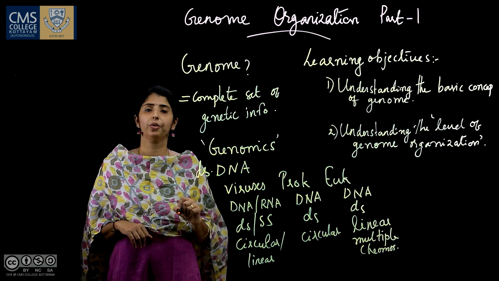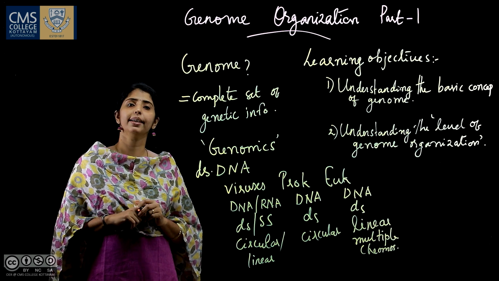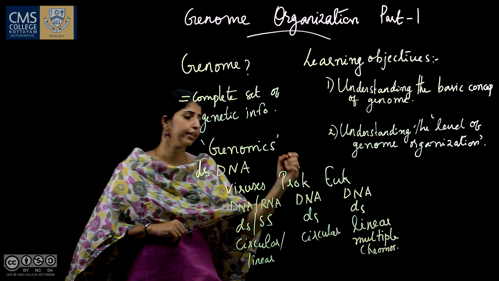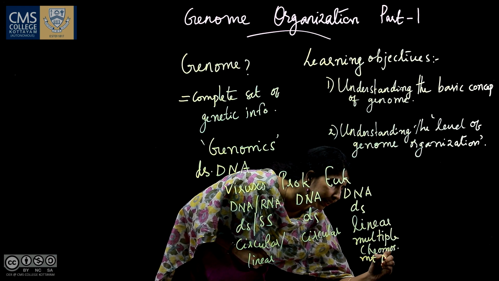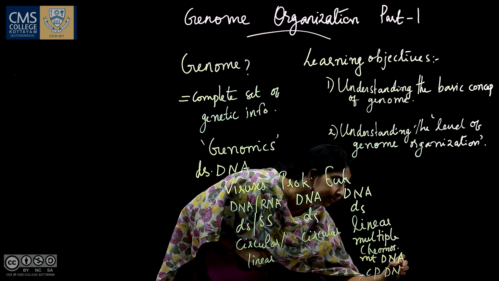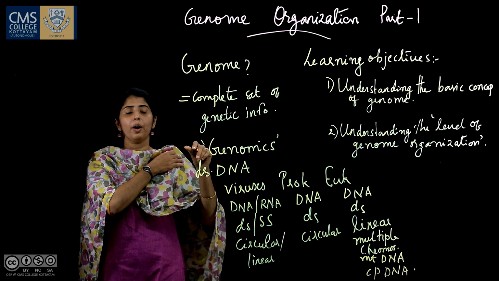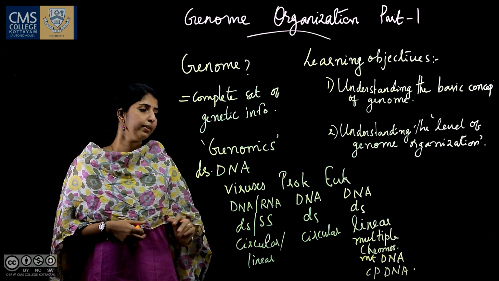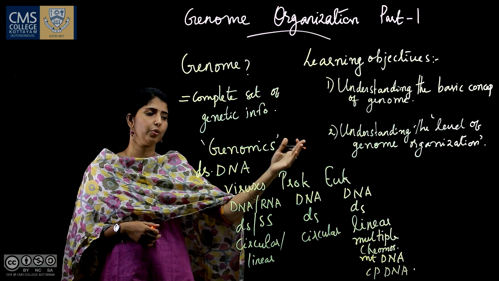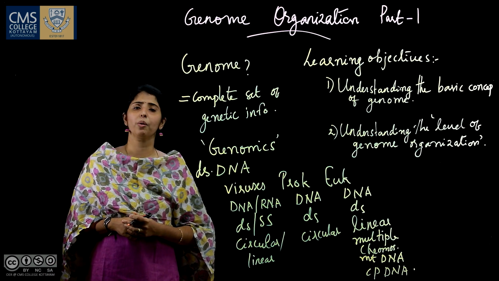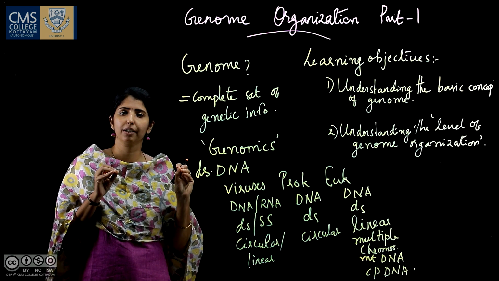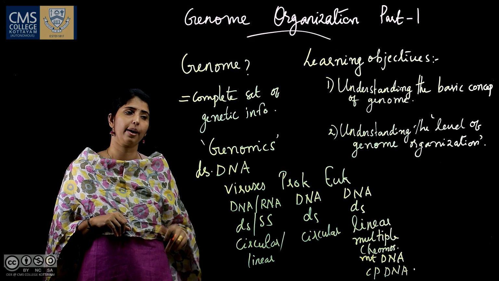Apart from this, eukaryotes have DNA in their cellular organelles like mitochondria and chloroplast, and they are called mitochondrial DNA and chloroplast DNA. So, now we have an understanding over the genetic material of these three domains: viruses, prokaryotes and eukaryotes. Now we talk more about DNA because it is the stable genetic material across the taxa.